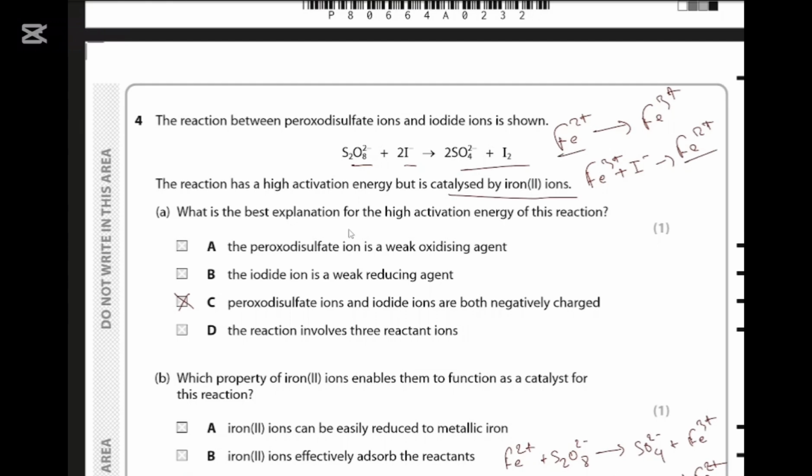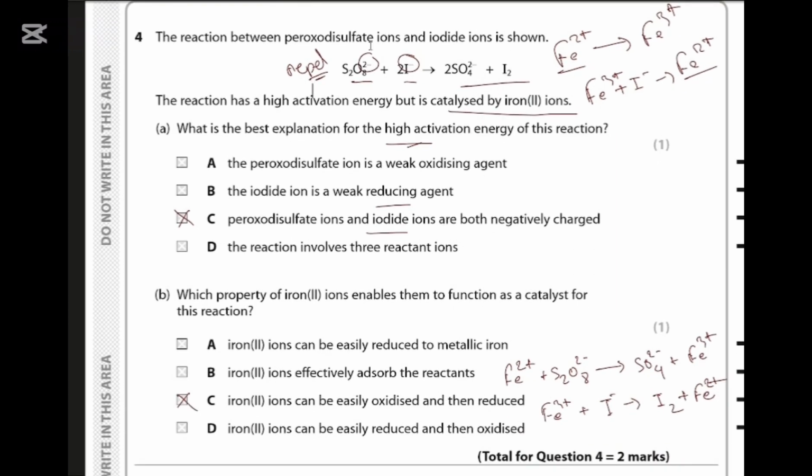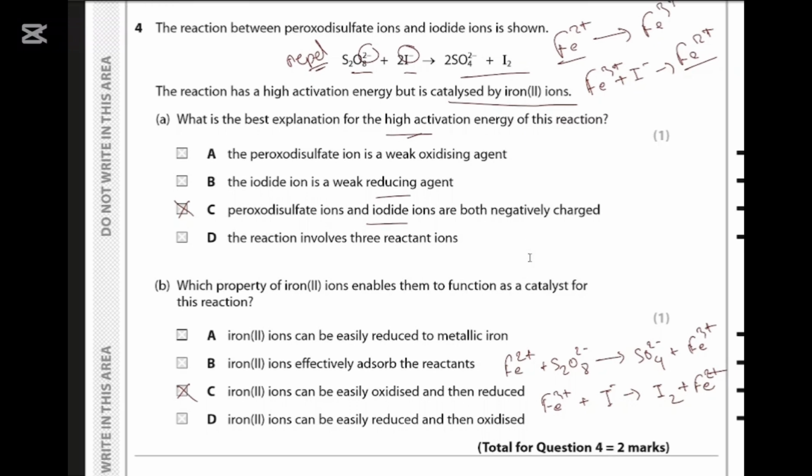Option A says the peroxydisulfate ion is a weak oxidizing agent. It doesn't explain why it has a high activation energy. The iodide ion is a weak reducing agent. It still doesn't explain why the activation energy is high. Peroxydisulfate ions and iodide ions are both negatively charged. Yes, that is one reason. Since they are both negatively charged, they repel each other, which is why it's hard for them to react. You need to provide energy for them to come close to each other.